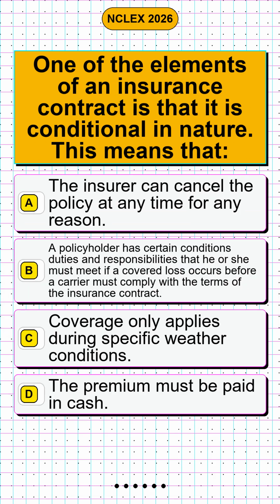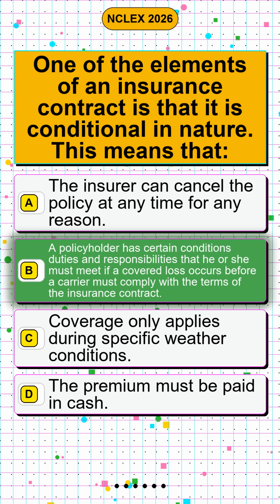Question 5. One of the elements of an insurance contract is that it is conditional in nature. This means that: Option A. The insurer can cancel the policy at any time for any reason. Option B. A policyholder has certain conditions, duties, and responsibilities that he or she must meet if a covered loss occurs before a carrier must comply with the terms of the insurance contract. Option C. Coverage only applies during specific weather conditions. Option D. The premium must be paid in cash.